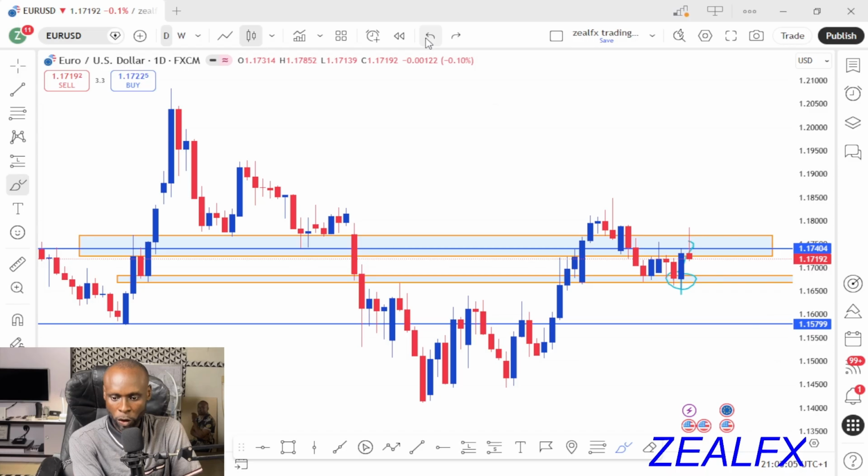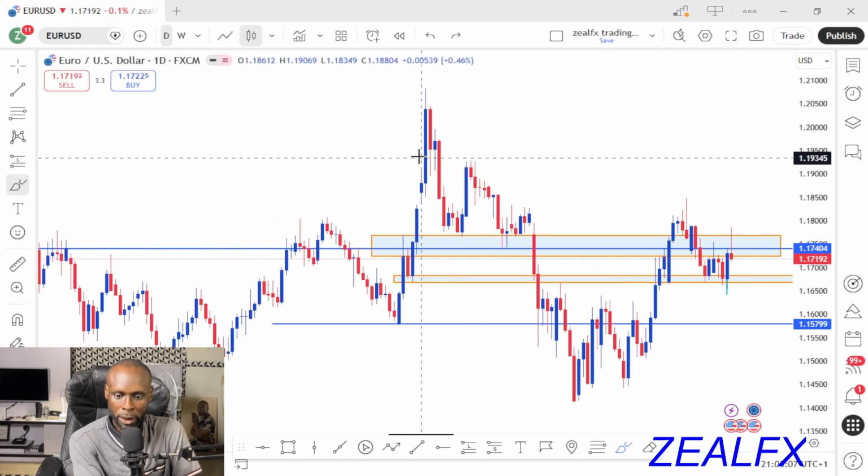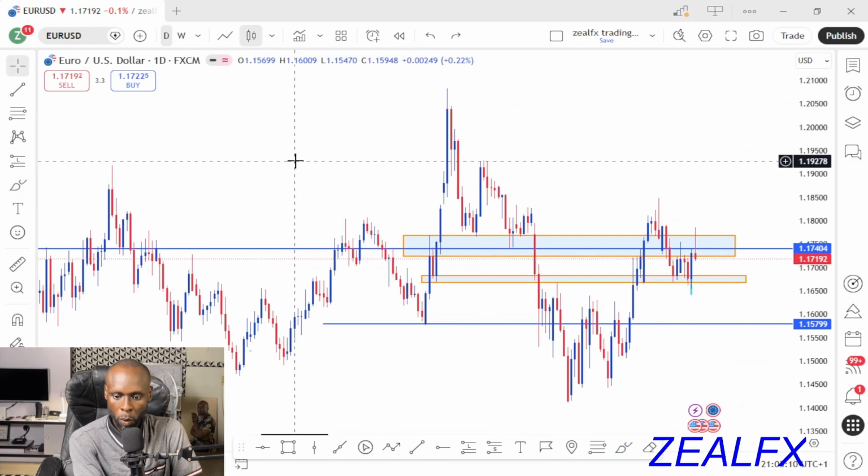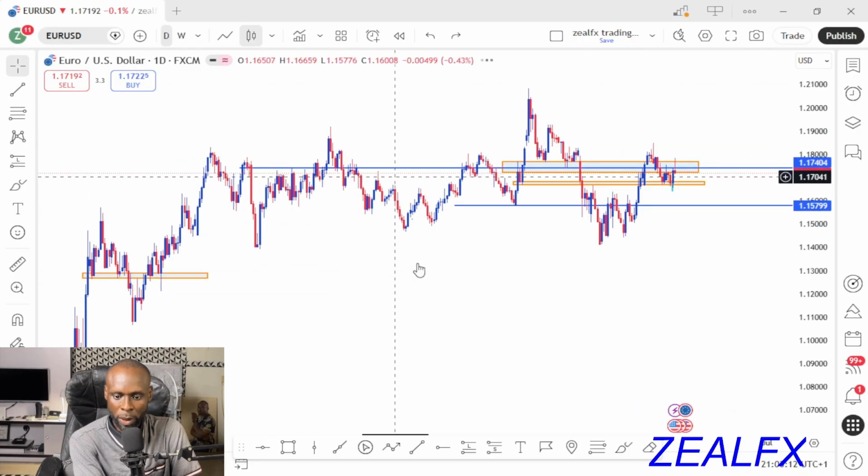So let's look at the major trend of the Euro USD on the daily time frame. The major trend on the Euro USD on the daily time frame still remains a sideways trend.